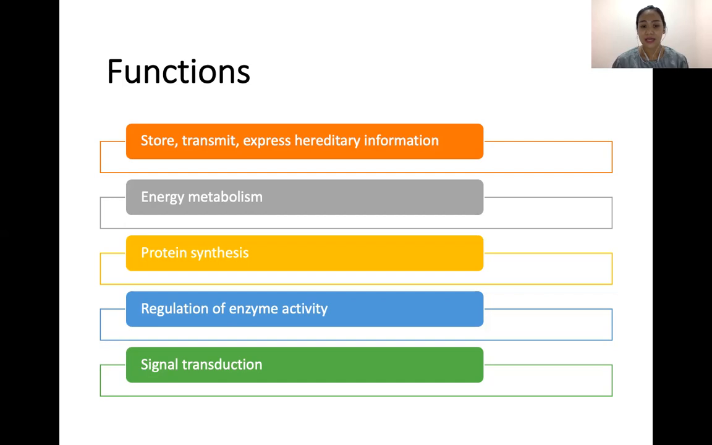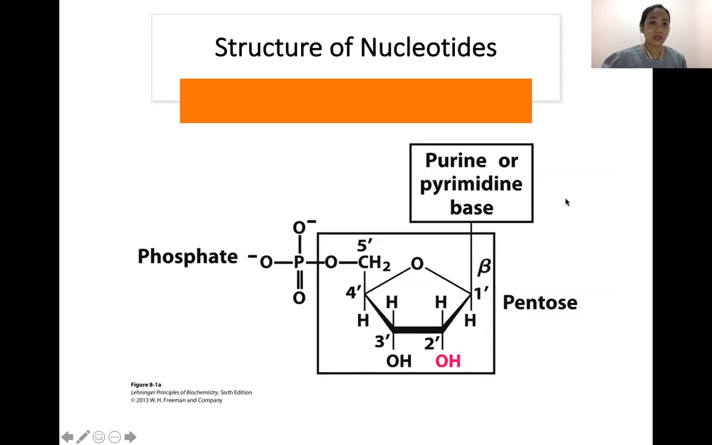These nucleic acids also participate in protein synthesis, as you will see later on in our discussion of the central dogma of MolBio. And then they also participate in the regulation of enzyme activity, an example of which is ATP-dependent phosphorylation of key metabolic enzymes. So ATP-dependent meaning in the presence or absence of phosphoryl groups, these enzymes could be active or inactive. And then they also participate in signal transduction pathways.